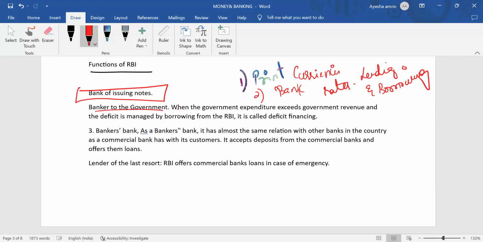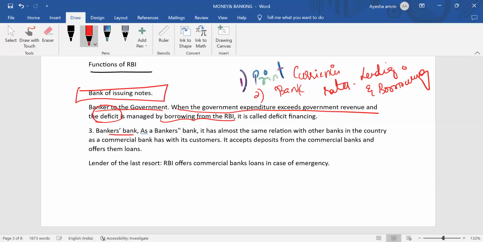Banker to government: when government expenditure exceeds the revenue and we face a situation of deficit, this should be managed by borrowing from the RBI. Sometimes the government has some kind of loss or deficit. At that point of time, the government will ask the RBI to print more currency in order to fill up the deficiencies or the money supply in the country. So this is the first and very important function of RBI.